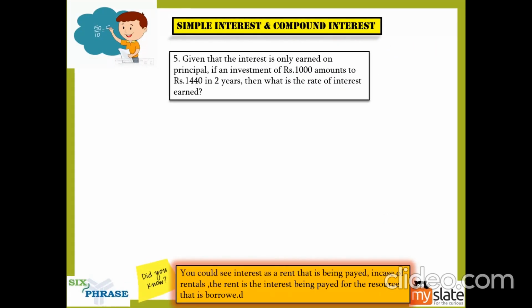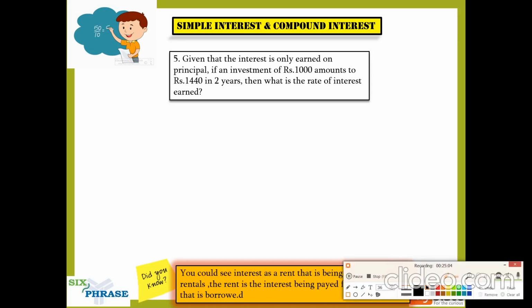Given that the interest is only earned on principal, if an investment of rupees 1000 amounts to 1440 in 2 years, then what is the rate of interest earned? The key word here, guys, is that the interest is only earned on principal. Did you watch this word?